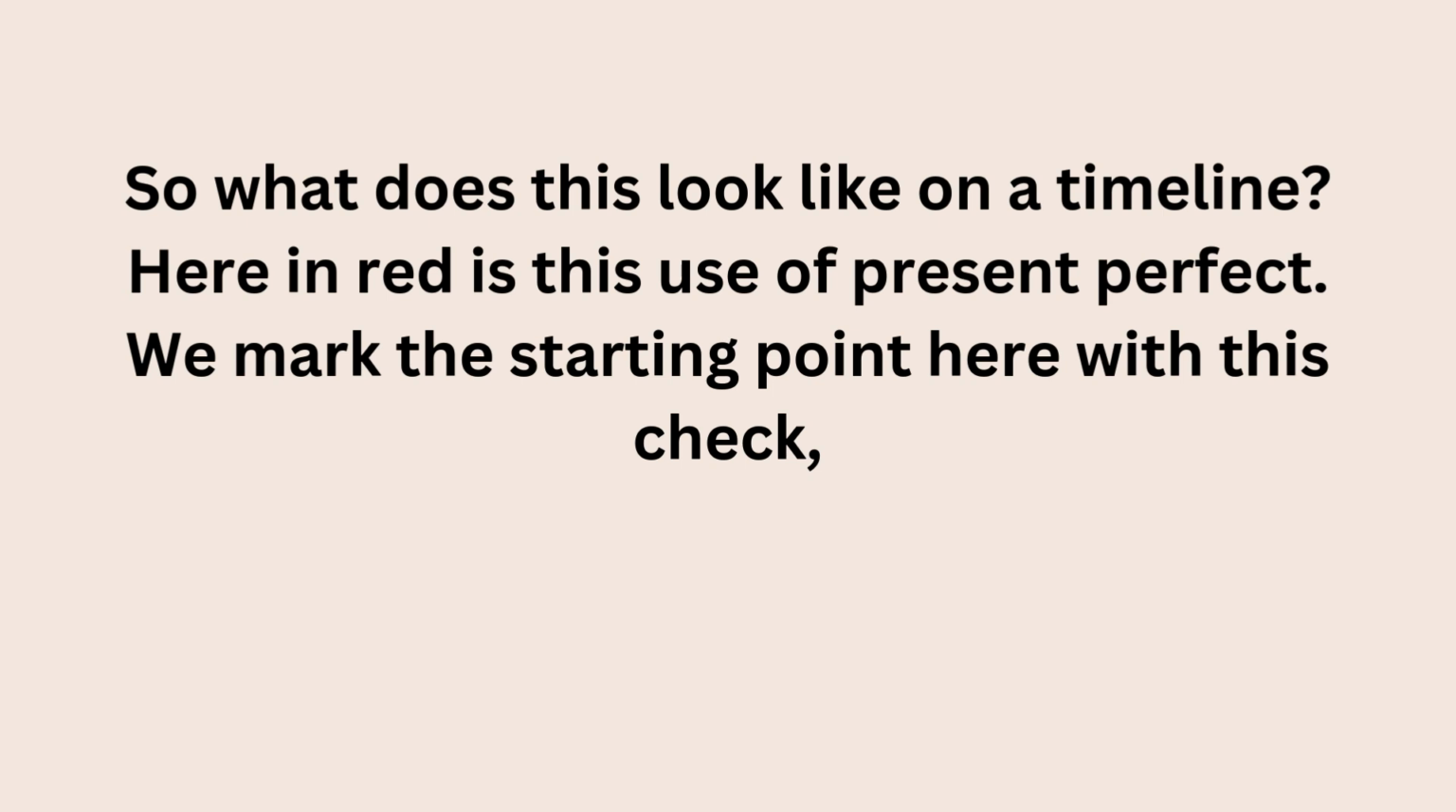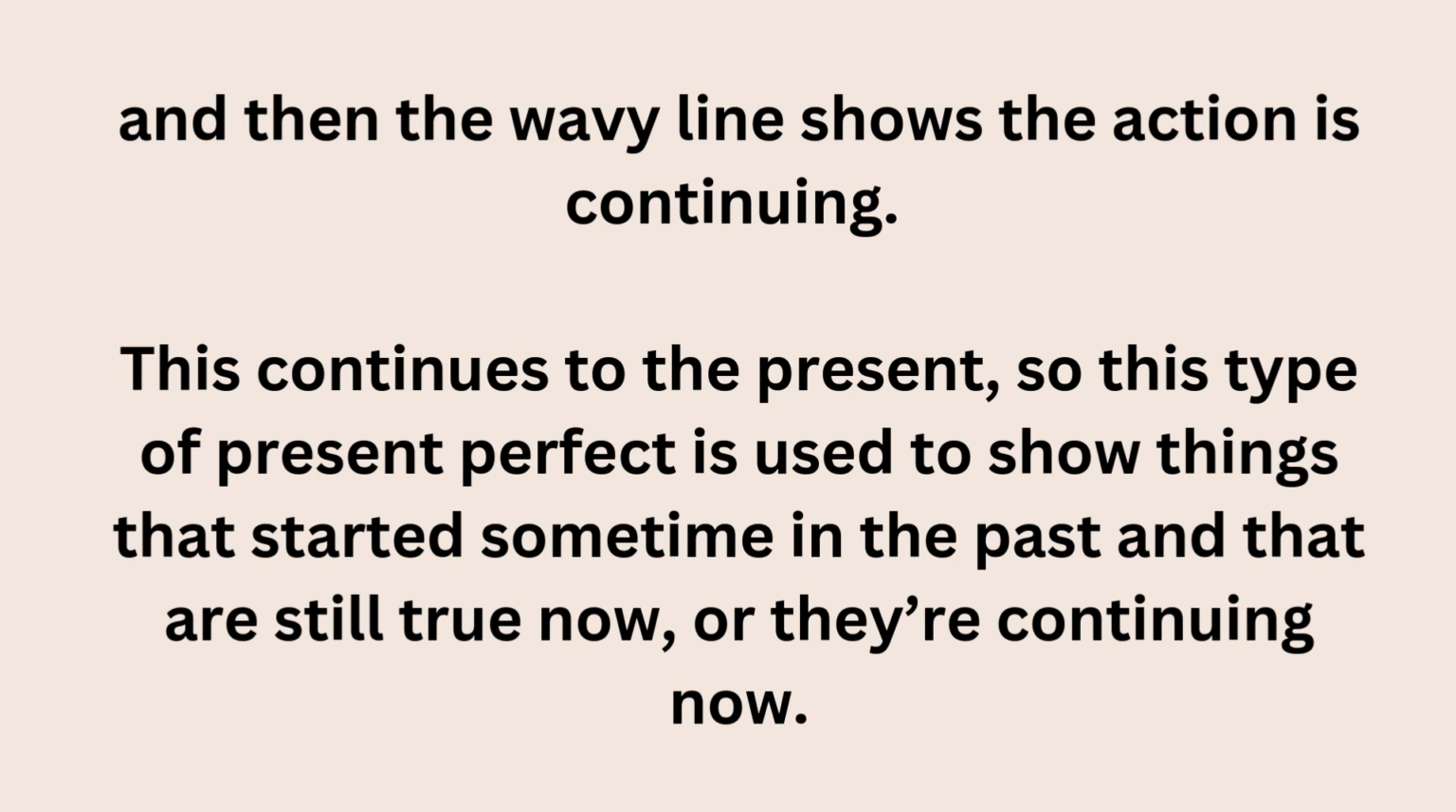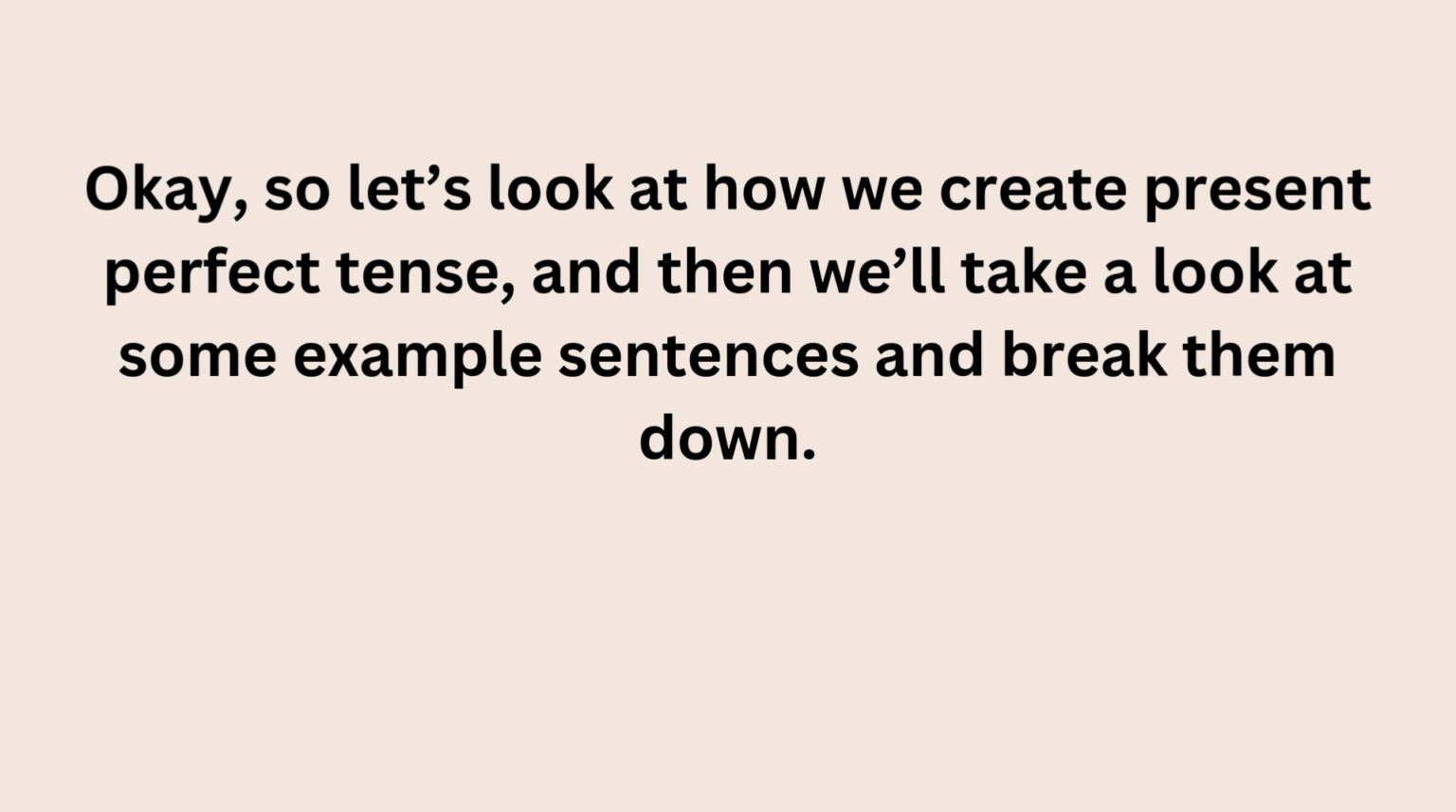Here in red is this use of present perfect. We mark the starting point here with this check, and then the wavy line shows the action is continuing. This continues to the present, so this type of present perfect is used to show things that started sometime in the past and that are still true now, or they're continuing now.